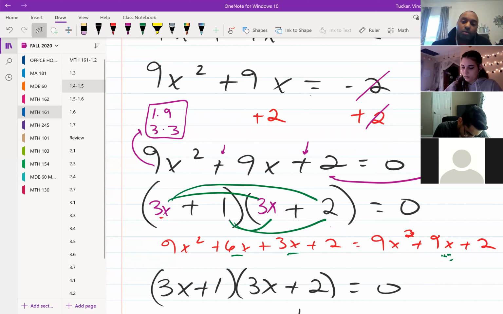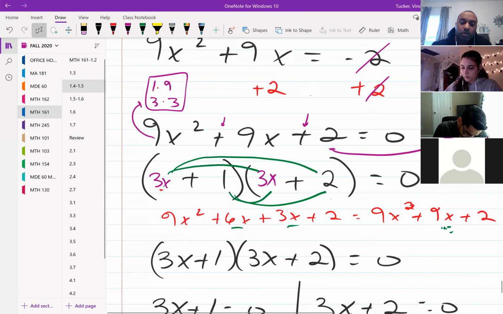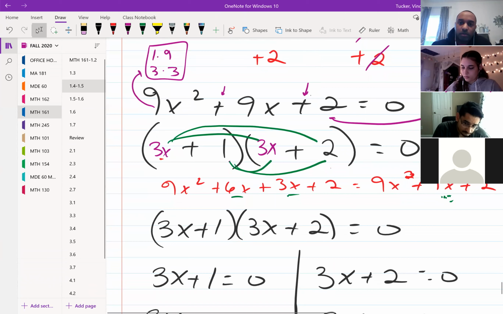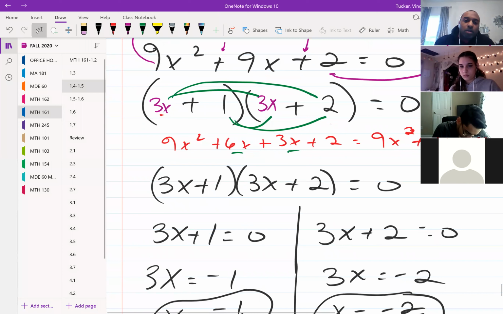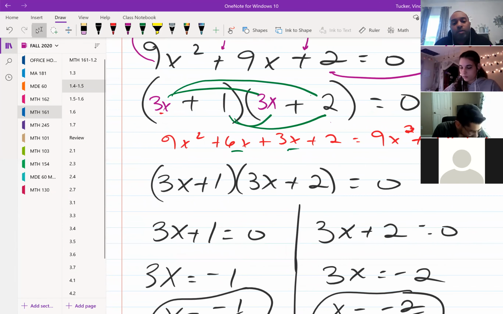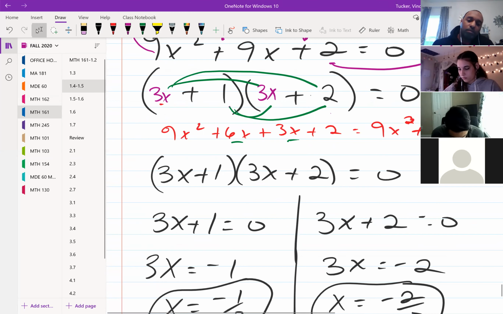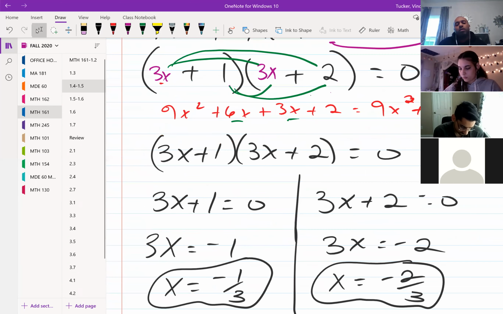All right, questions before we look to finish it off? Once you factor completely, you go ahead and set each part equal to 0: 3x plus 1, and 3x plus 2. On the first one, subtract 1 from both sides, then divide by 3. And then 3x plus 2, you're going to subtract 2 from both sides, divide by 3. And those will be your two solutions.